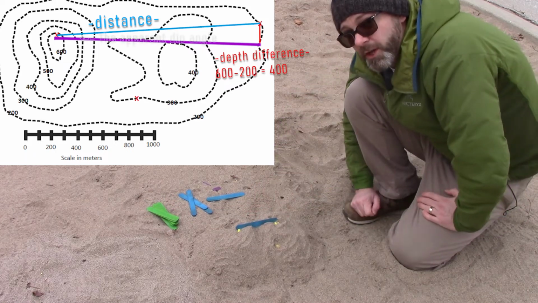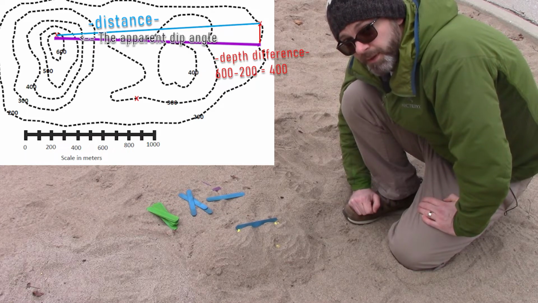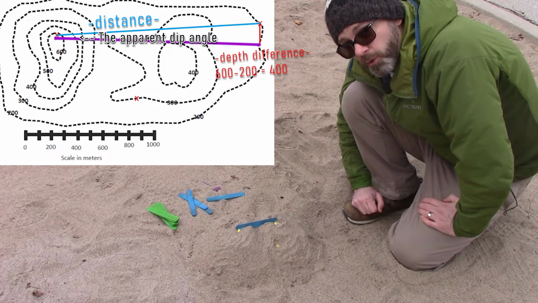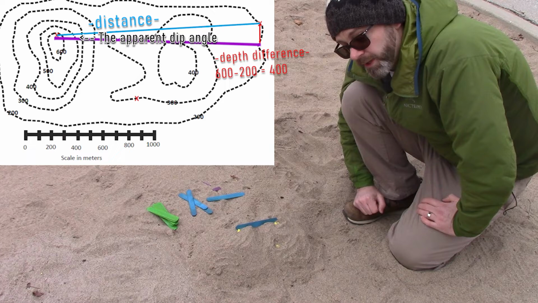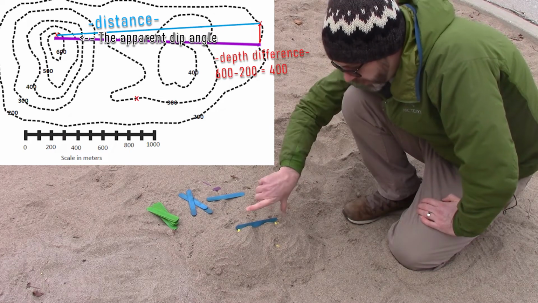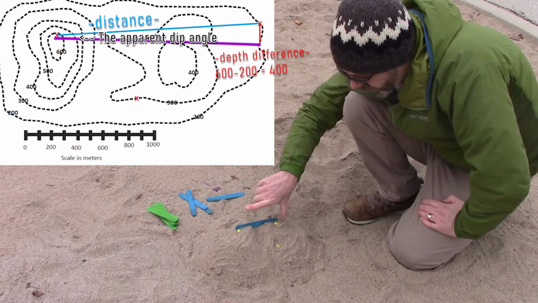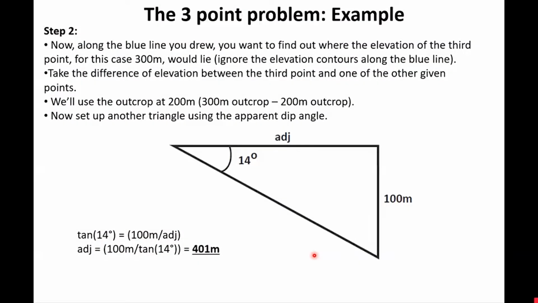Now that is not the true dip. That's what we call an apparent dip, because we don't know at this point the strike orientation of this plane in space. So we need to determine that. But first we calculate this apparent dip angle of this triangle here. It's about 14 degrees. So now we need to go along that blue line.